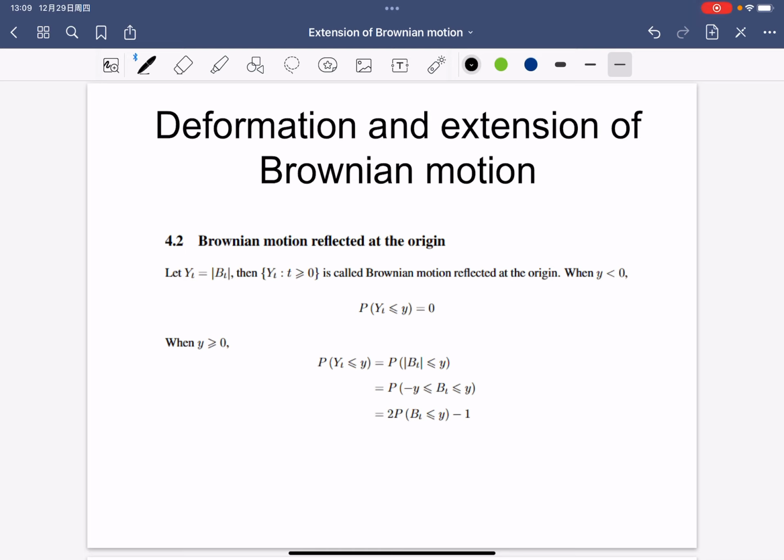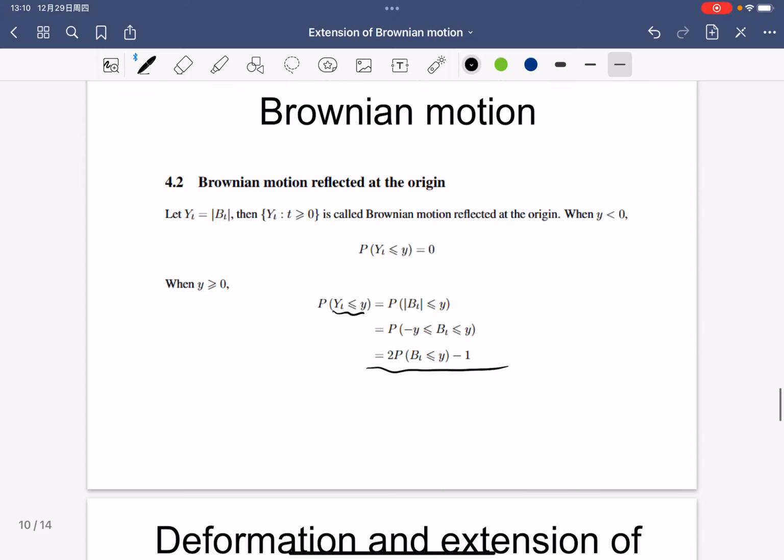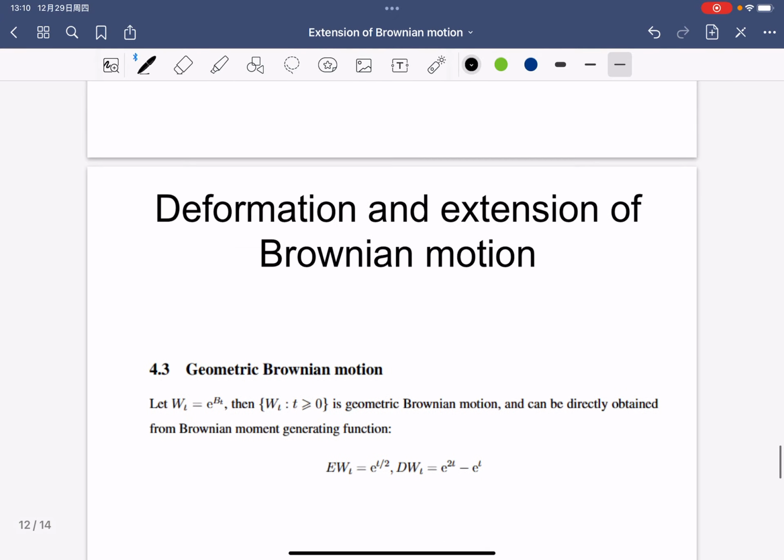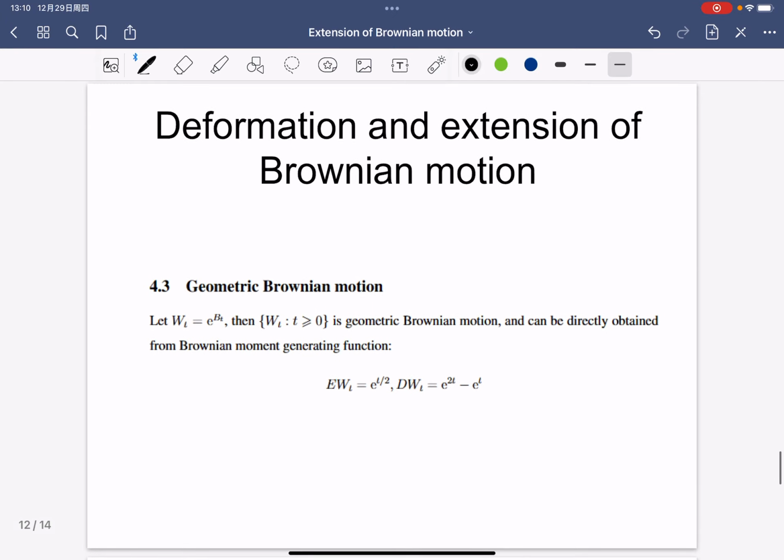It is called Brownian motion reflected at a region. When y is less than 0, the probability is equal to 0. When y is greater than or equal to 0, then it is equal to. Next part, we study the geometric Brownian motion.